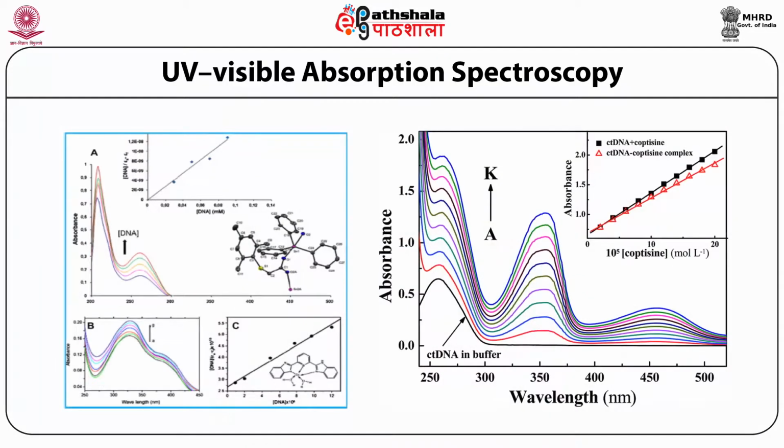Here we try to show how UV visible absorption spectroscopy is used to monitor the binding of DNA to the drug. You can see here the change in the spectral properties of either the DNA or the drug upon binding is used to estimate the binding affinity of the drug molecule to the DNA, and it is plotted as a function of the change in the absorption value versus the concentration of ligands.